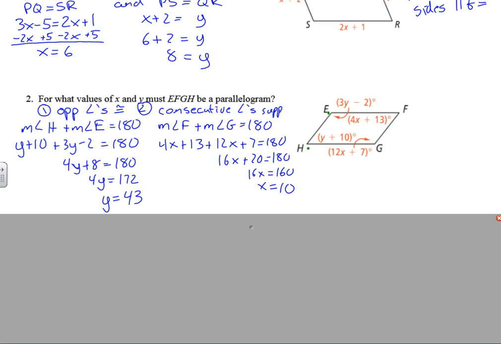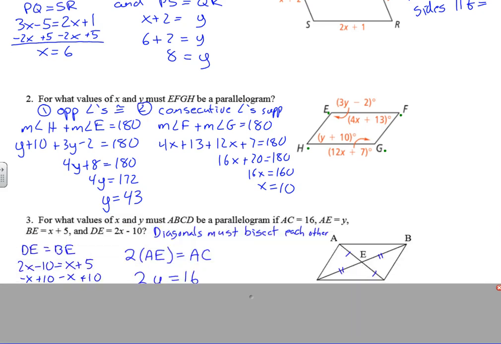Okay. When we come over to the other side, we've got angle F and angle G. Okay, the measures of angle F plus the measure of angle G is 180. So 4x plus 13 plus 12x plus 7 equals 180. Combine like terms, 16x plus 20 equals 180. Subtract 20, divide by 16, and we get x equals 10.